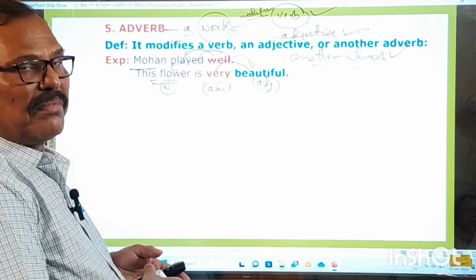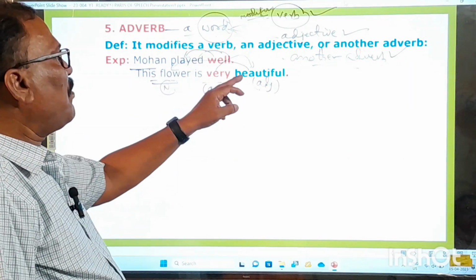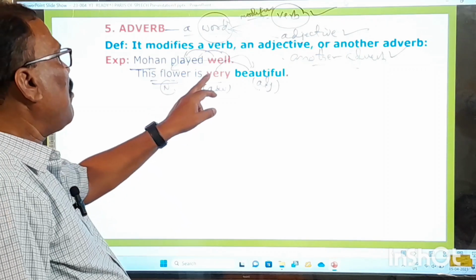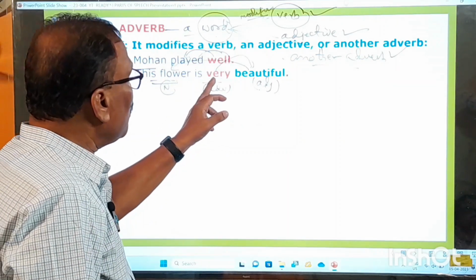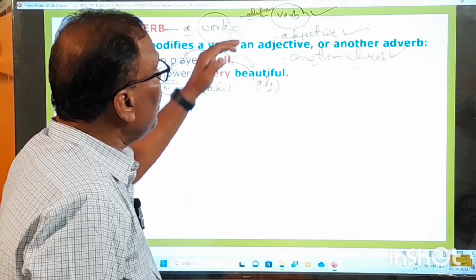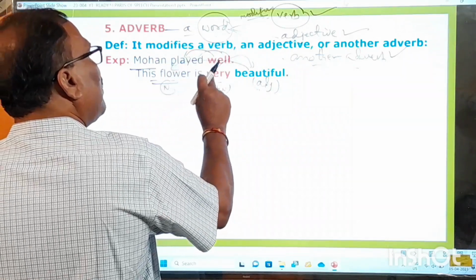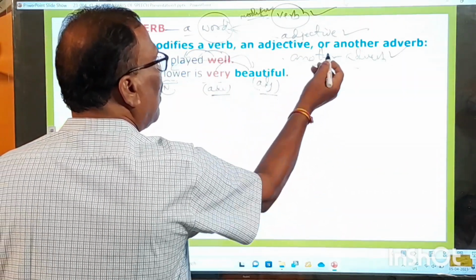Okay, clear? The flower is very beautiful. Beautiful is an adjective because it is describing this noun. And here, what is it doing? Very beautiful. How beautiful? Very beautiful. So here, this is describing this noun, and this is describing the adjective. And so like that, an adverb describes an adjective.